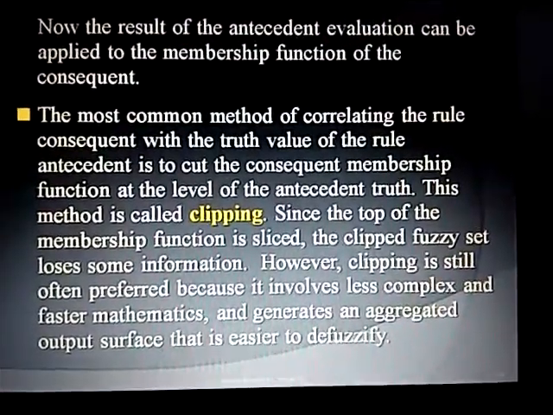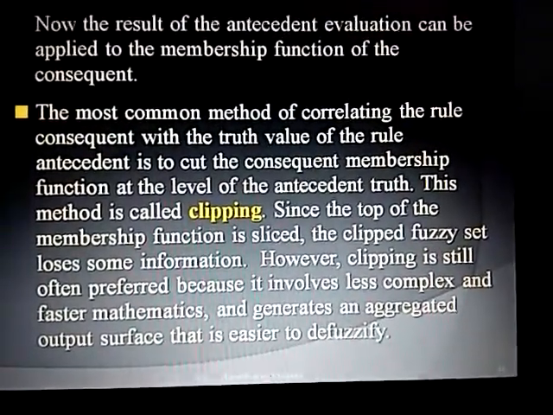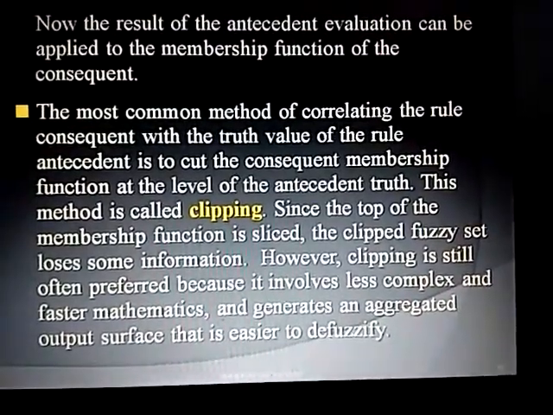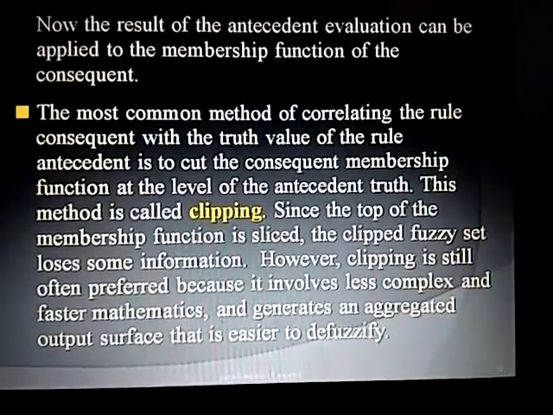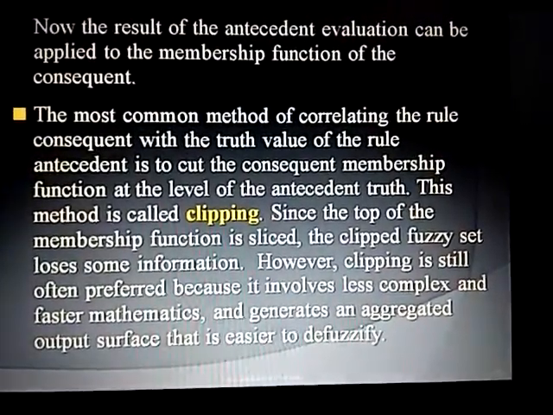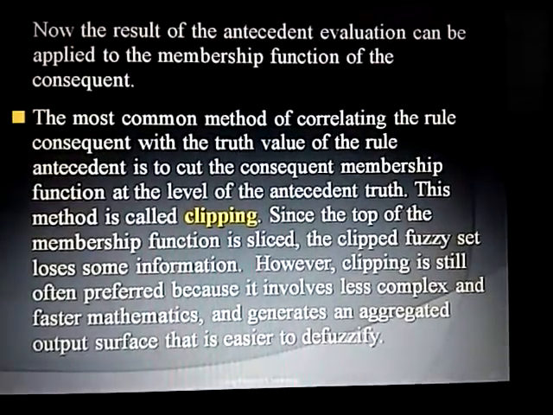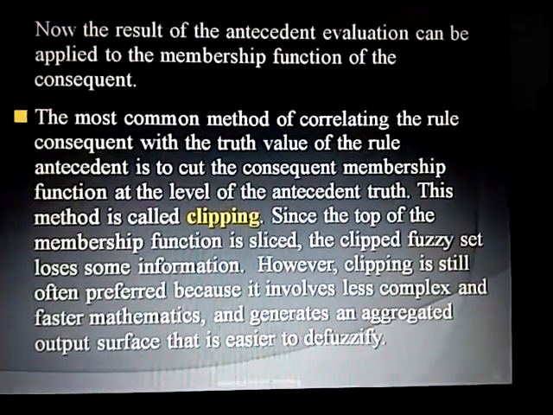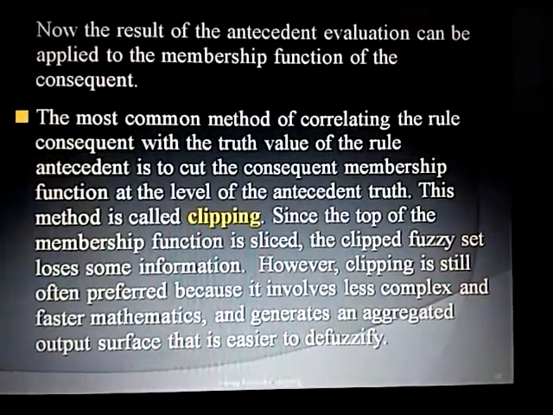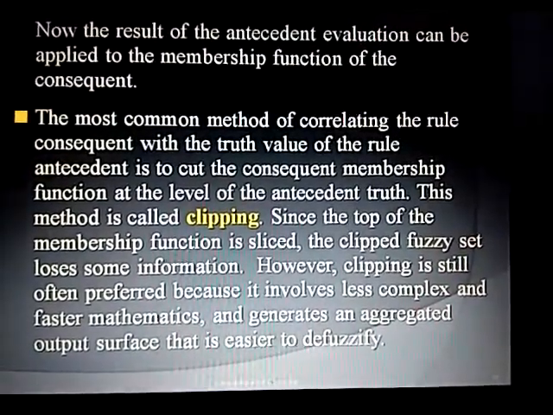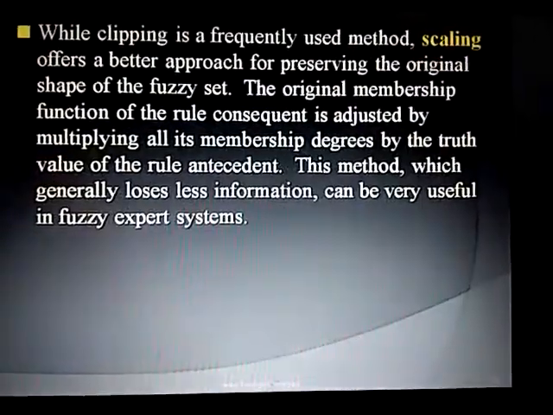Now, the result of antecedent evaluation can be applied to the membership function of the consequent, and the most common method of correlating the rule consequent with the truth value of the rule antecedent is to cut the consequent membership function at the level of the antecedent truth. This method is called clipping, and since the top of the membership function is sliced, the clipped fuzzy set loses some information. However, clipping is still often preferred because it involves less complex and faster mathematics and generates an aggregated output surface that is easier to defuzzify.